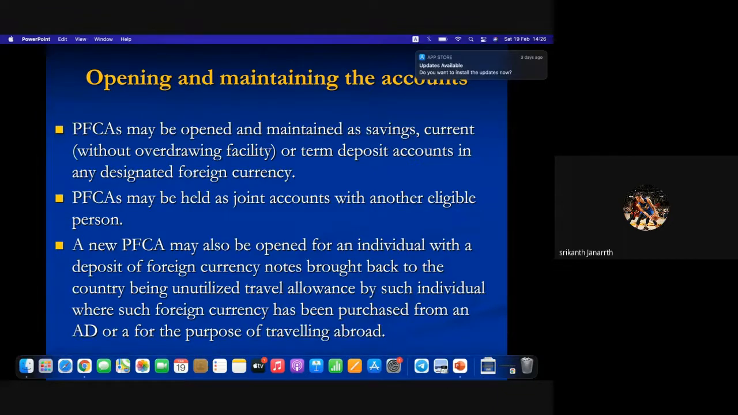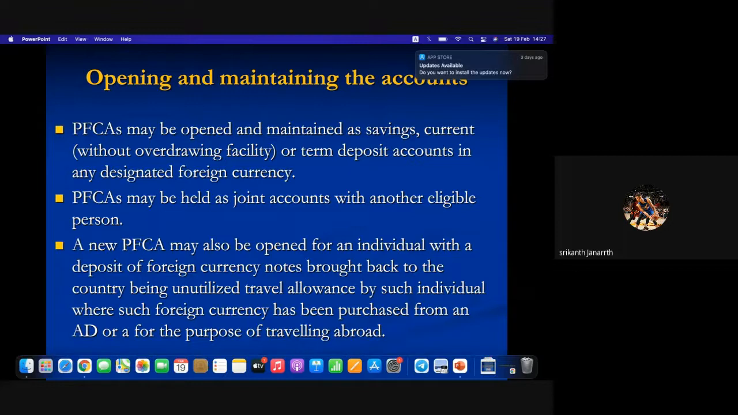If anybody has taken foreign currency notes for travel purposes, after spending, any balance he or she has can be utilized to open a PFC account. So that is what the new PFC may be opened for: an individual with a deposit of foreign currency notes brought back to the country unutilized. So they have not utilized the travel allowance. Say a person took $5,000, went to the Middle East and Dubai, and came back with only $1,000. He was supposed to encash it to rupees, but now he has the provision to keep the $1,000 and open a PFC account. The Central Bank has given the permission, right?